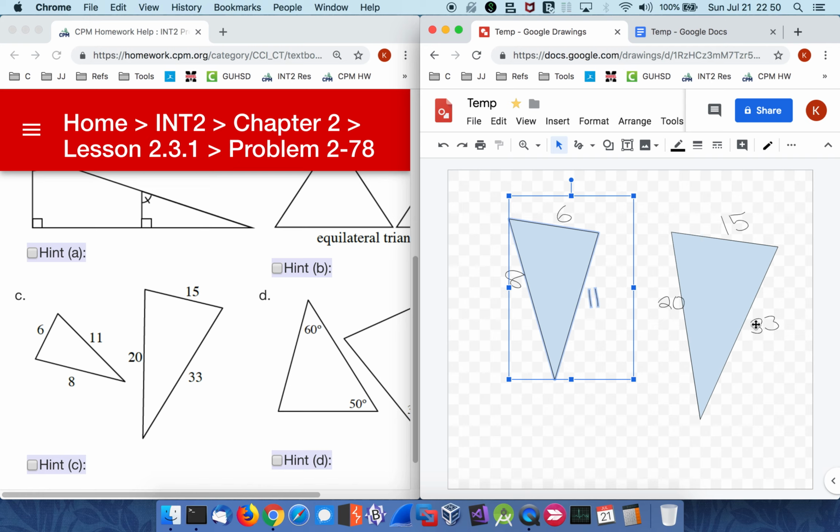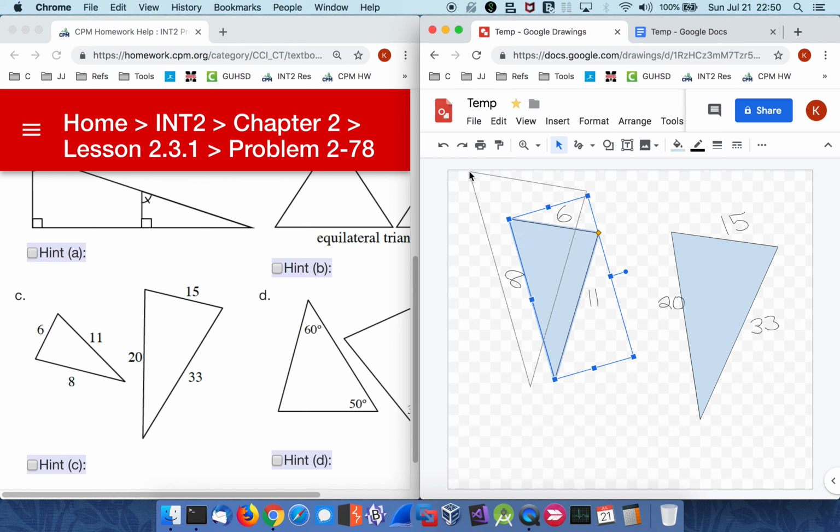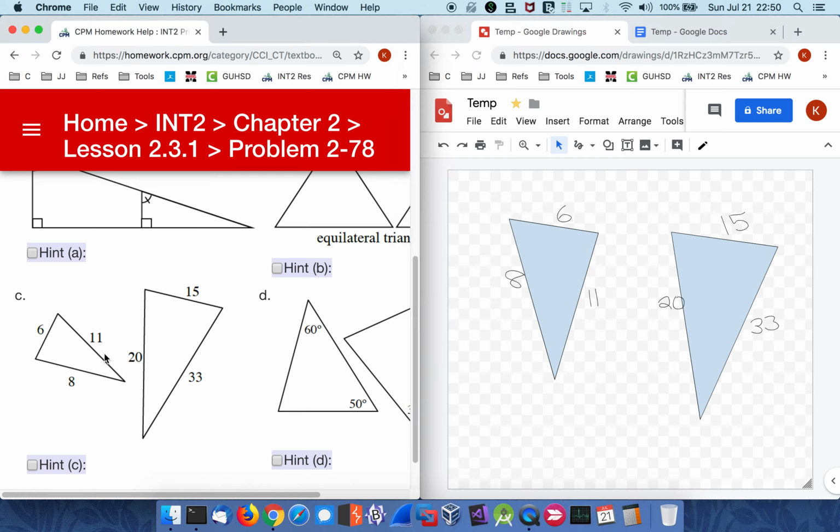So 11 is 1/3 of 33, right? In other words, I take this number, 11, multiply it by 3, and I get this number. So I should be able to do that for all sides if they're similar. If I just scale this triangle up and it's supposed to equal the one over here, then I should be able to scale it up equally. So that would mean 11 times 3 is 33, 8 times 3 should be 24, and 6 times 3 should be 18. These are not similar triangles. So C, nope, fail.